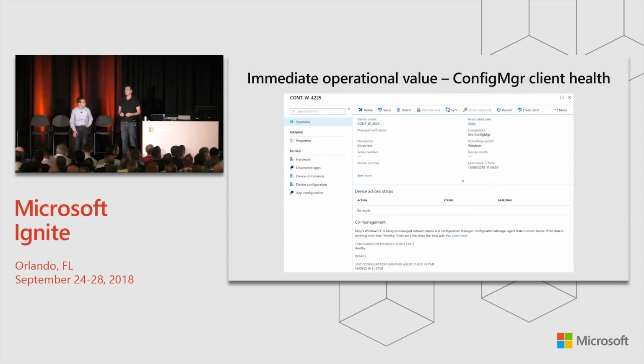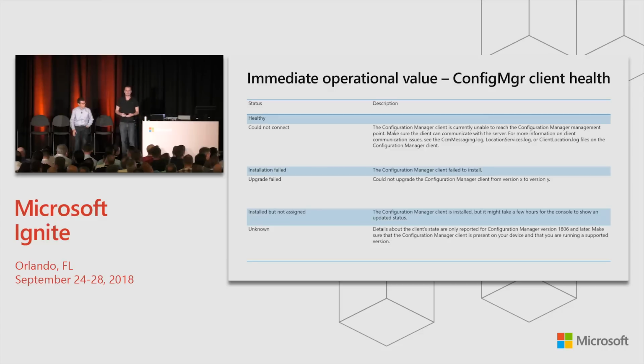In 1806, we also added Configuration Manager client health reporting into the Intune portal. So Intune is able to surface client agent-specific information about Config Manager on the device, as long as Config Manager is running 1806 or above. So you can see here that the device is healthy. There's a number of other states that device could be showing. We could also show if the installation failed, if the upgrade failed, if the installation succeeded but it's still not assigned to a site. So giving you additional insight into your Config Manager estate that you wouldn't necessarily get without the co-management capabilities.